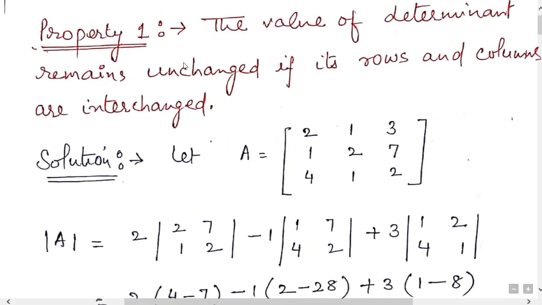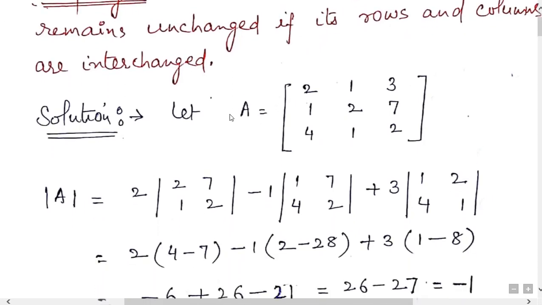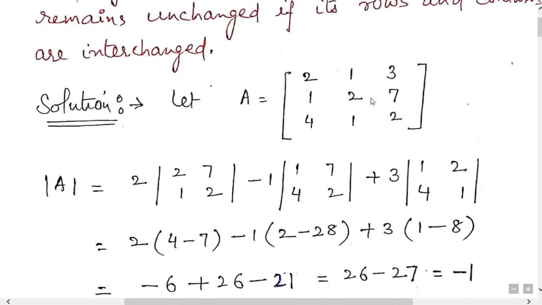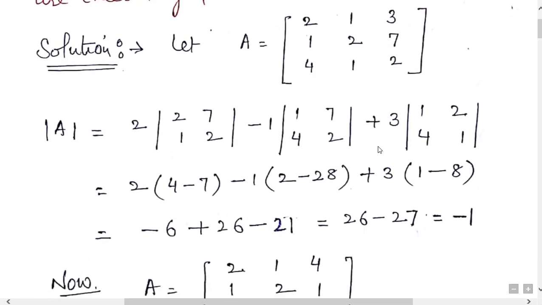Property 1: the value of the determinant remains unchanged if its rows and columns are interchanged. Let us try with one example. This matrix is 2 1 4, 1 2 1, 3 7 2. You can take any matrix according to your choice. Calculate the determinant of this matrix, and it comes out to be -1.